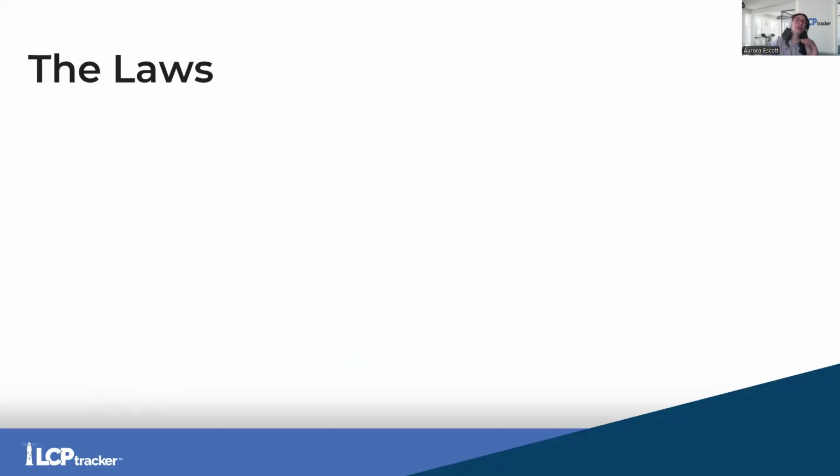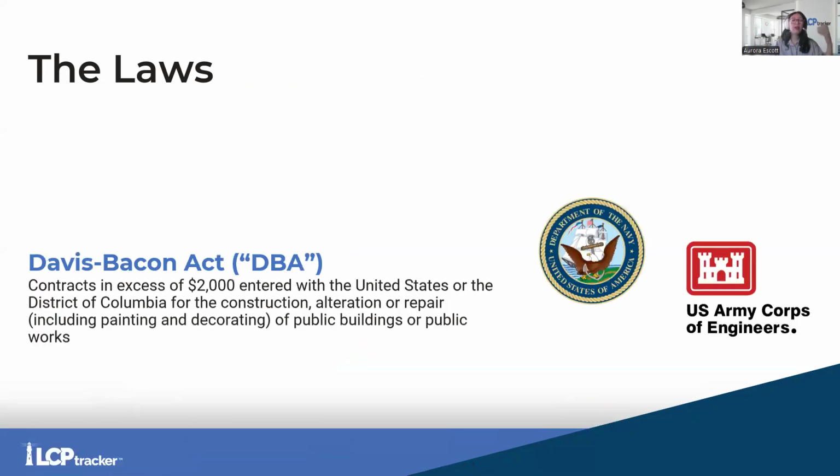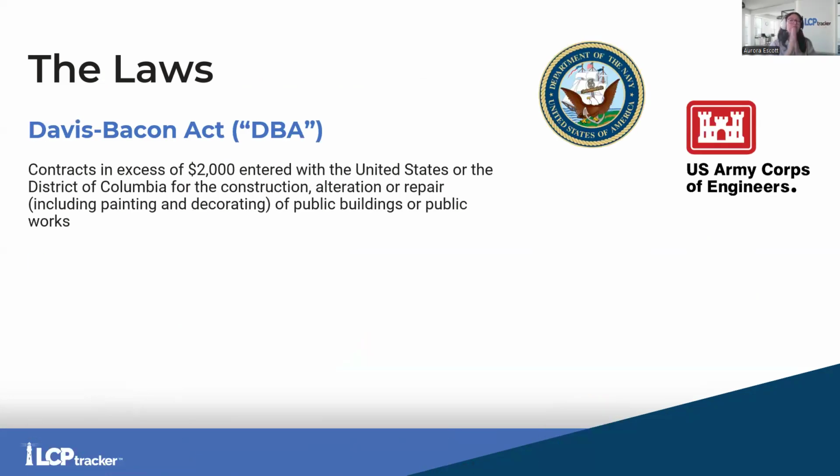So now we're going to talk about the difference between the Davis-Bacon Act and the Davis-Bacon and related acts. Okay, now the Davis-Bacon Act is for contracts that are over $2,000 that are entered directly with the United States federal government or the District of Columbia. And this would be for construction, alteration, repair of public buildings or public works.